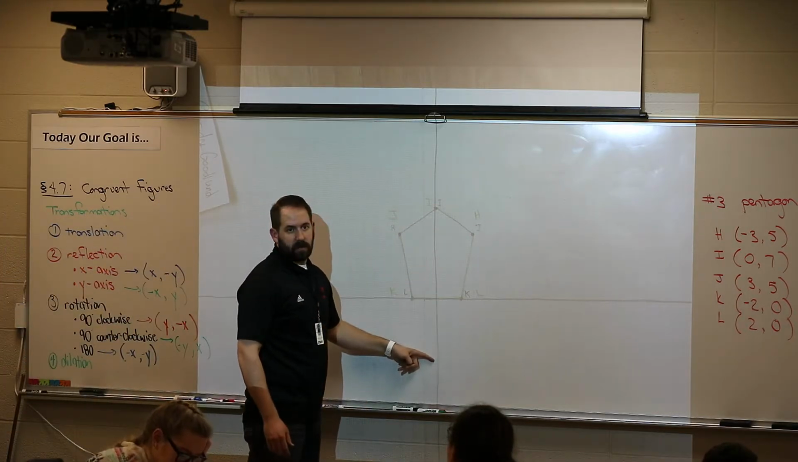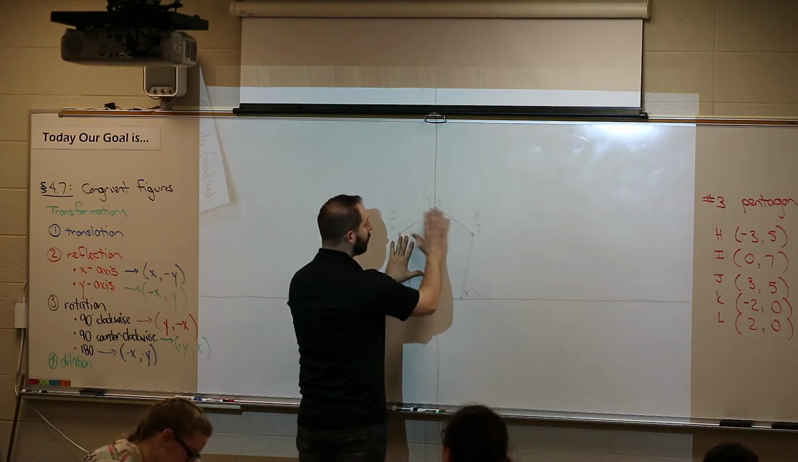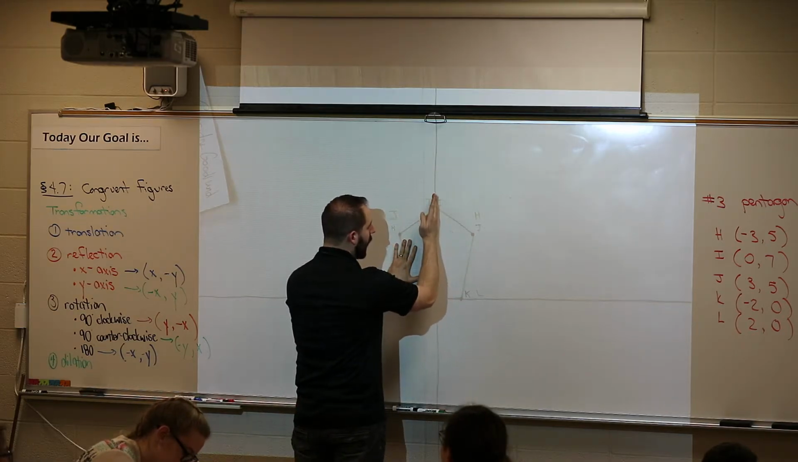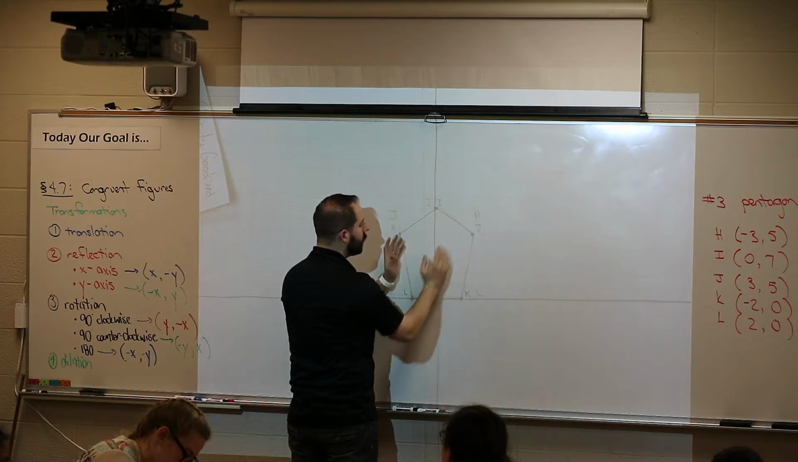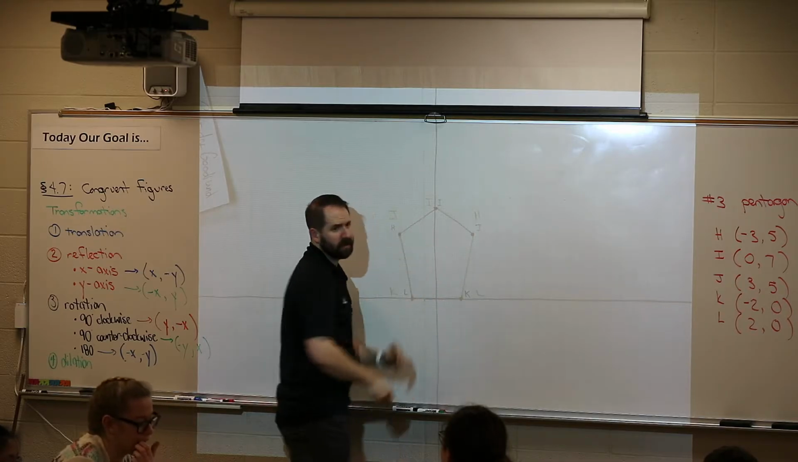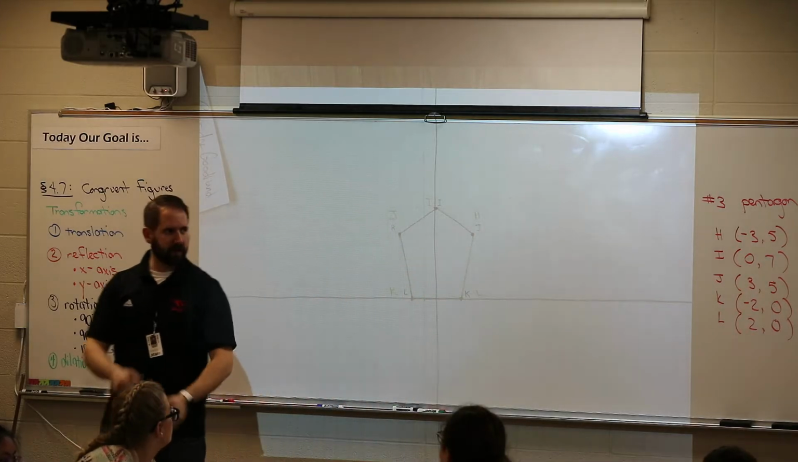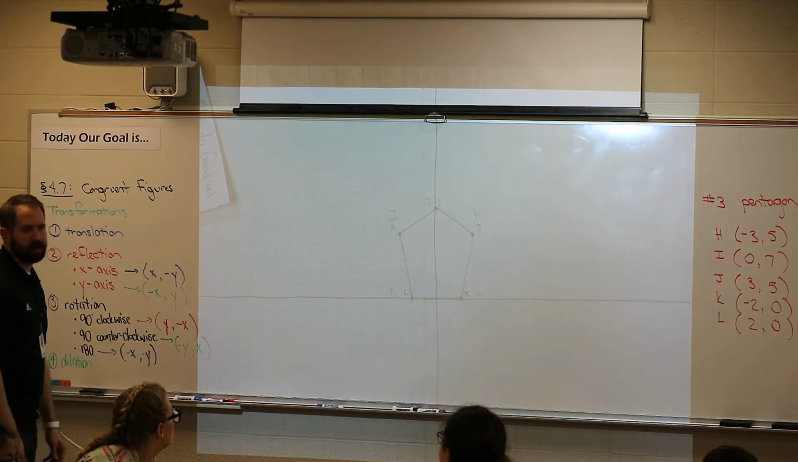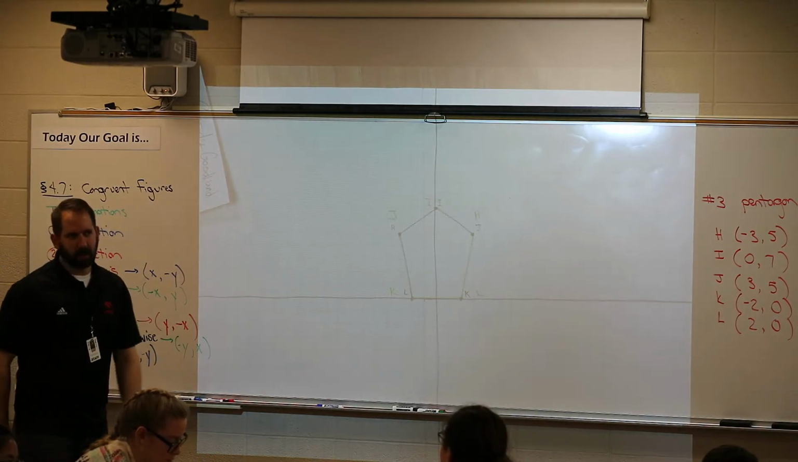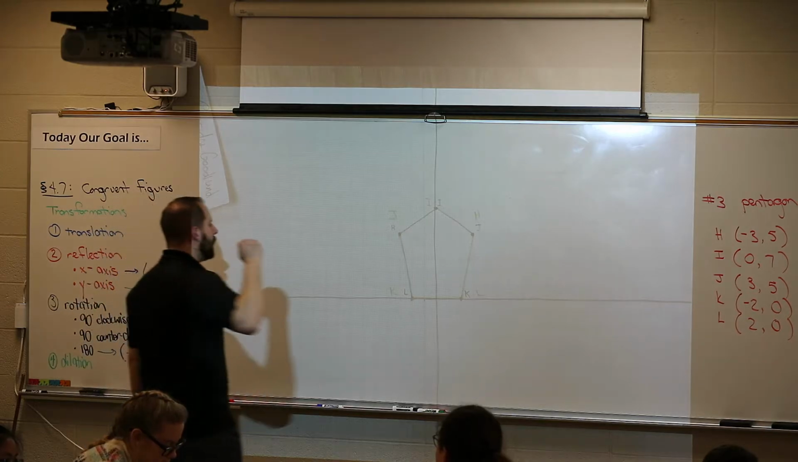Down two, right three. So their pictures went down two. Each dot went down two, over three. Down two, over three. Down two, over three. Down two, over three. Down two, over three. That's what should happen. Now, I just picked those things because I knew the I and J might run on top of each other. Does that make sense?